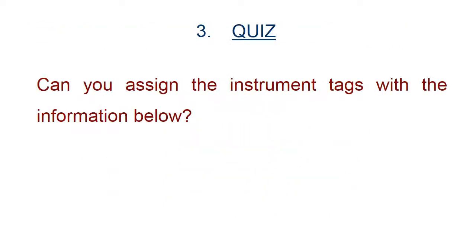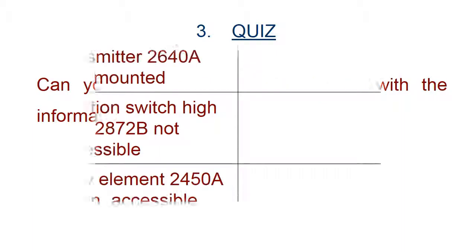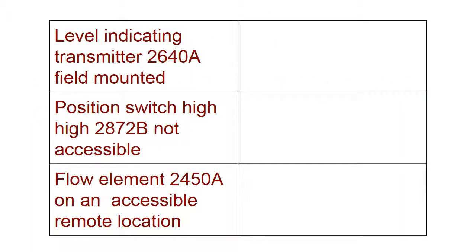Can you assign the instrument tag with the information below? Level indicating transmitter 2640, field mounted. Position switch high 2870, to be not accessible. Flow element 2450, on an accessible remote location.